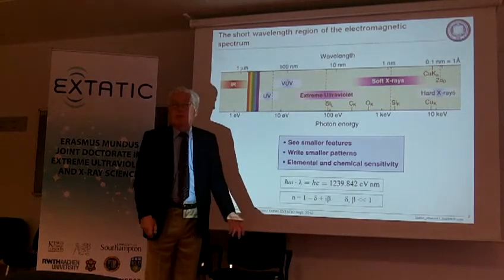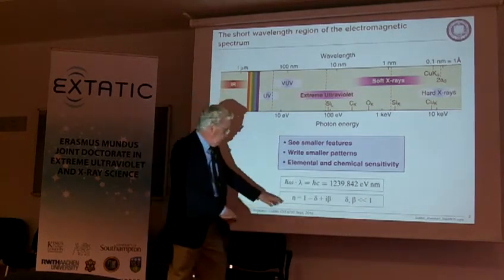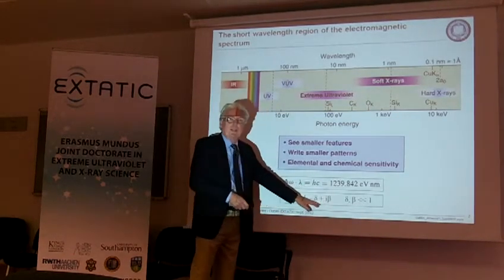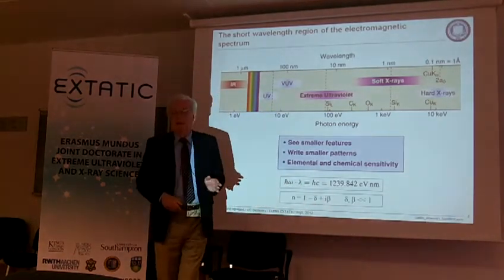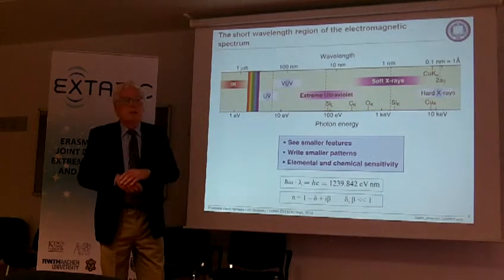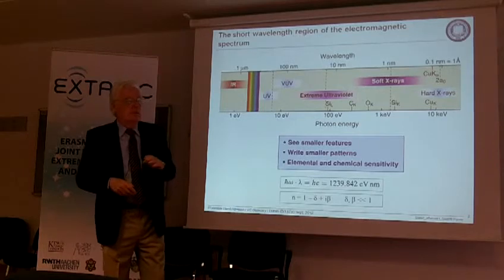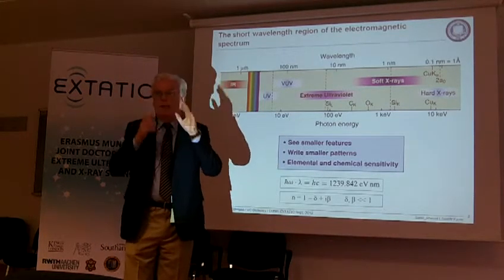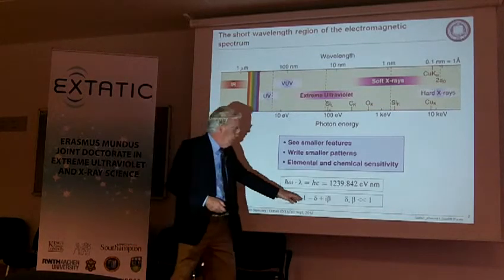Just as a practical matter, as we go through the course, we'll see that this is the refractive index, where delta and beta are both quite small. So the optical properties in this wavelength region are quite different than they are, let's say, for visible light. It's very hard to make a refractive lens because there isn't enough of a bending effect.